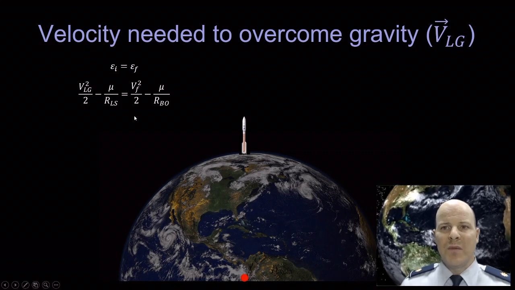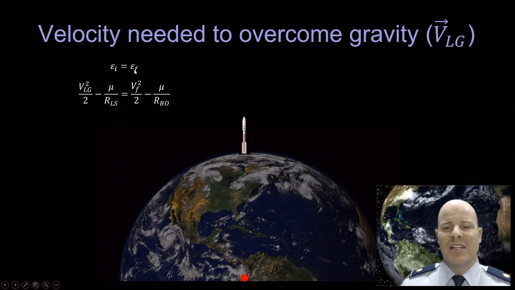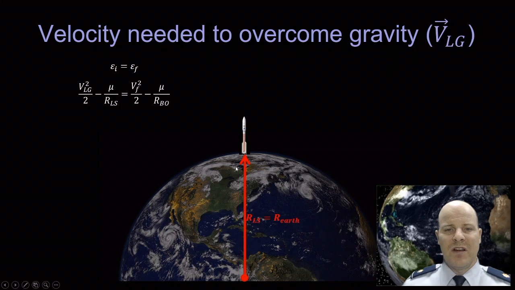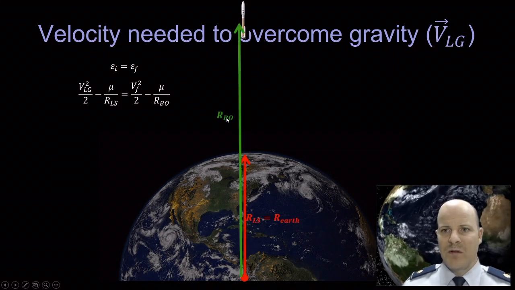To do that, you can manipulate the fact that we've got a specific mechanical energy initially and a specific mechanical energy at the final position. Initially we will be at the surface of the Earth, and finally we're going to be up in our actual orbit. So that would be at RBO.